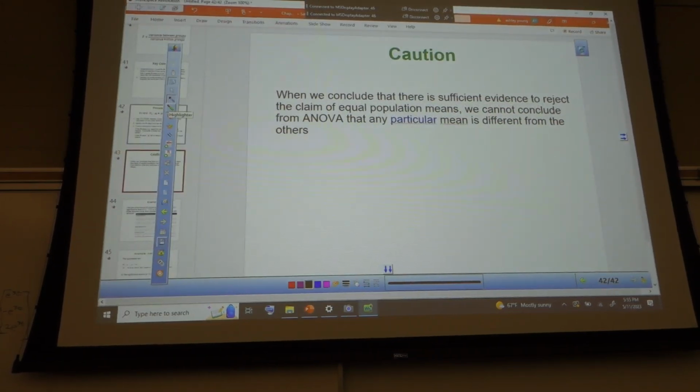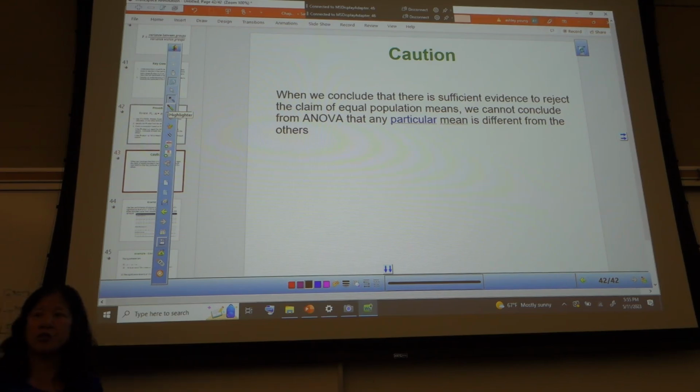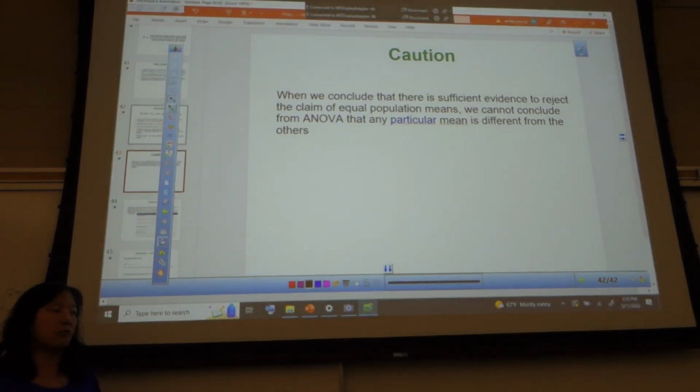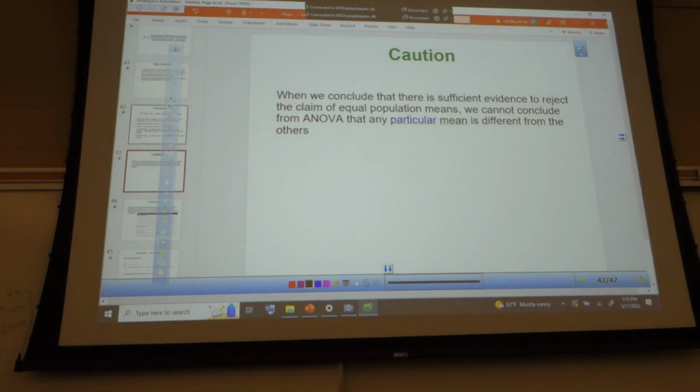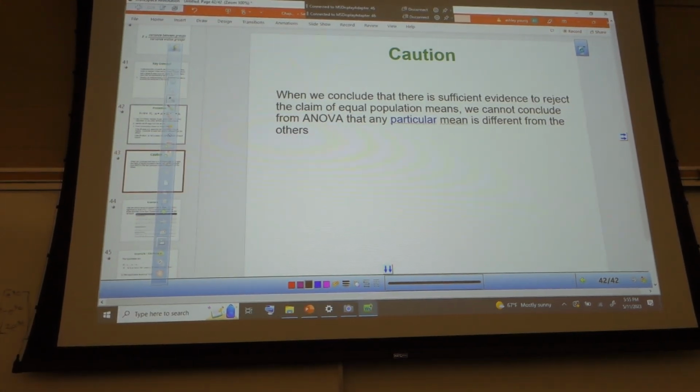All right, quick comment. We cannot say which mean is different. Just that at least one of them is different. Maybe they're all different, but we can't say which one's different, just that one of them is different. That's all that we can say with this.